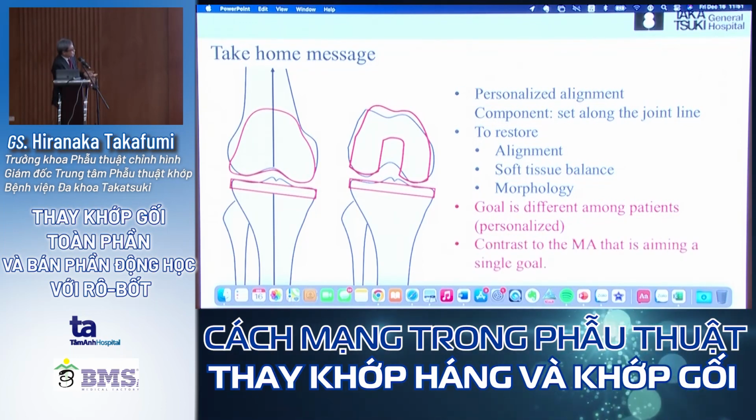In contrast to the MA that is aiming a single goal, our new technique is aiming to the patient-specific goal.